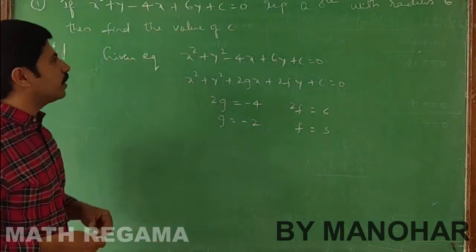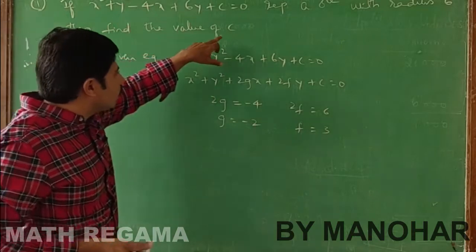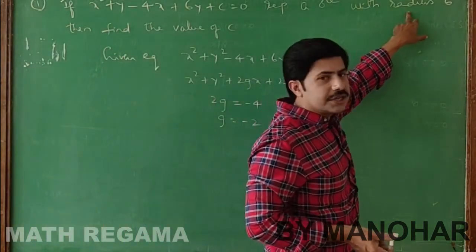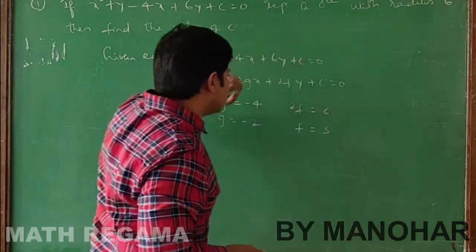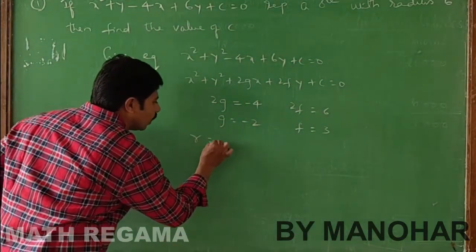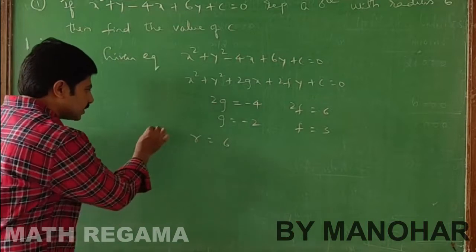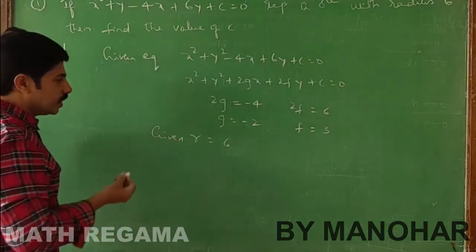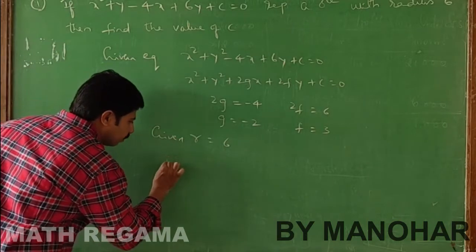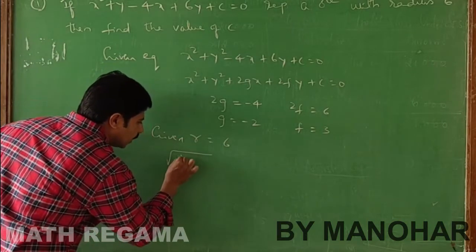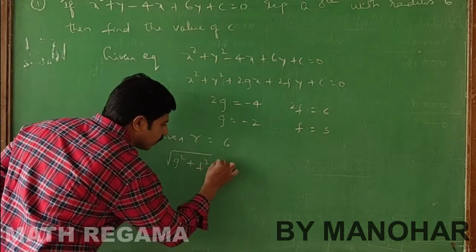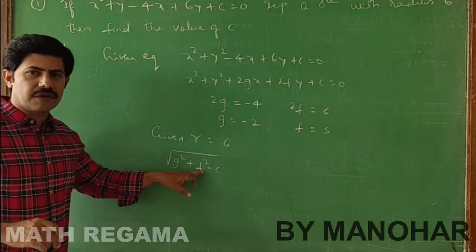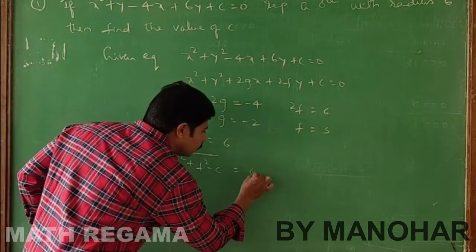Now, after getting g and f values, we have to find out the value of c. And what is the given condition? The given condition is the radius is equal to 6. Here, r means radius. Now, how to find the radius? The formula to get the radius is under root of g square plus f square minus c. So r is under root of g square plus f square minus c is equal to 6.